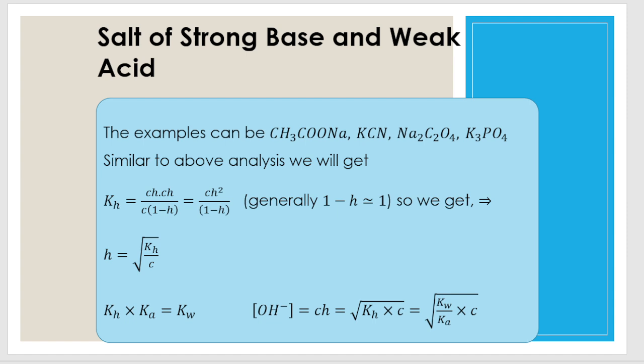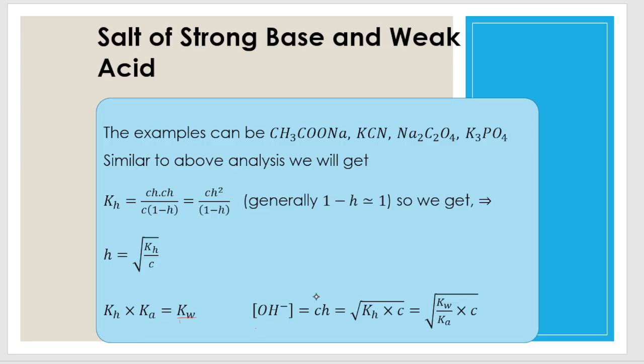Okay, now let's quickly get into the second case now. The salt of a strong base and weak acid. There are many examples you can see here. H2C2O4 is a weak acid, H3PO4 is a weak acid, HCN is a weak acid, and there are salts of strong bases. If we consider, these are all the salts. Just like the first case, you can calculate Kh, which will be Ch square by 1 minus h, and the Kw expression will be Kh into Ka, and the OH minus ion concentration also you can calculate.